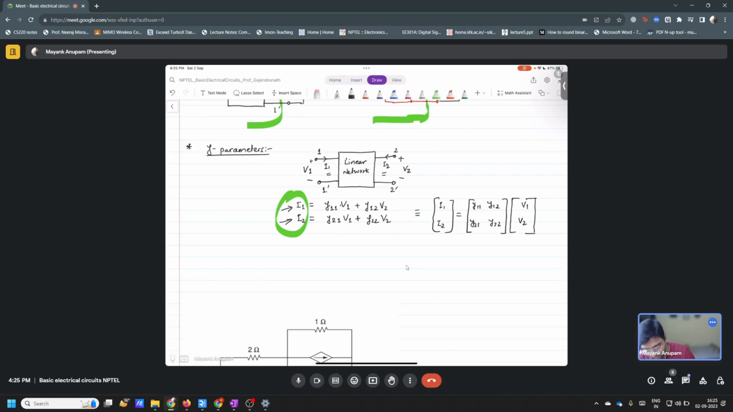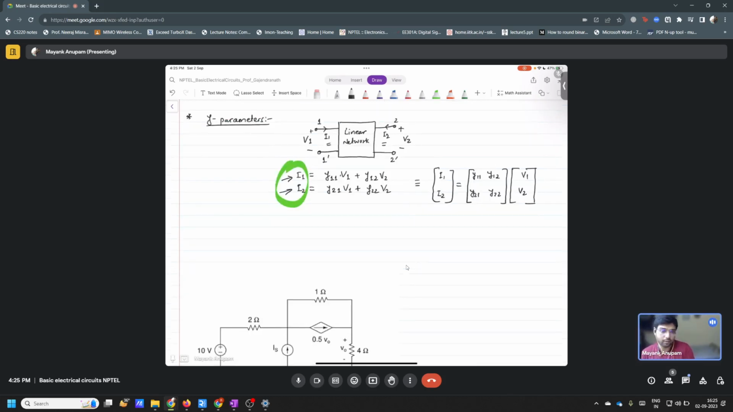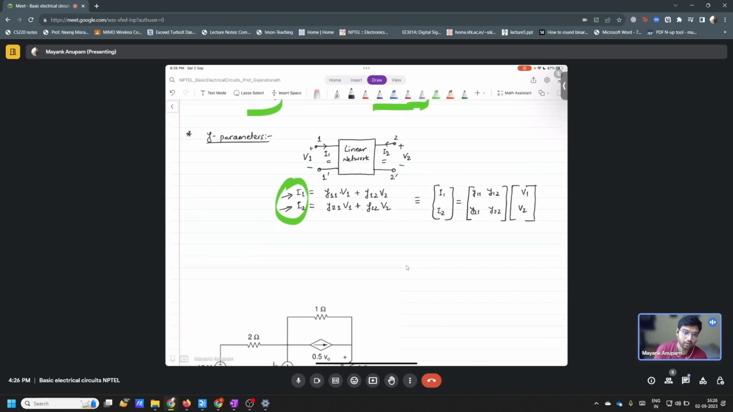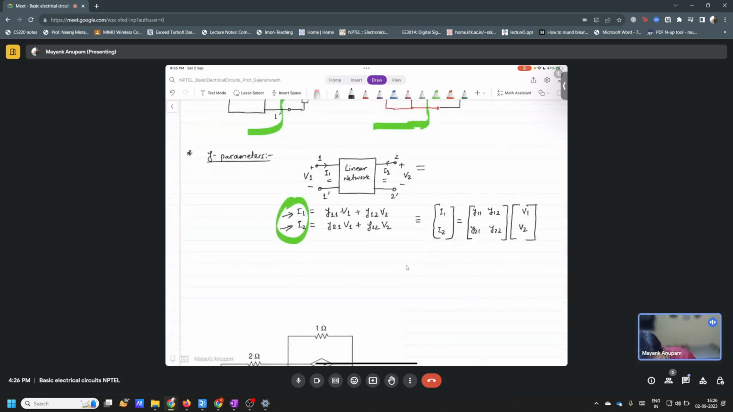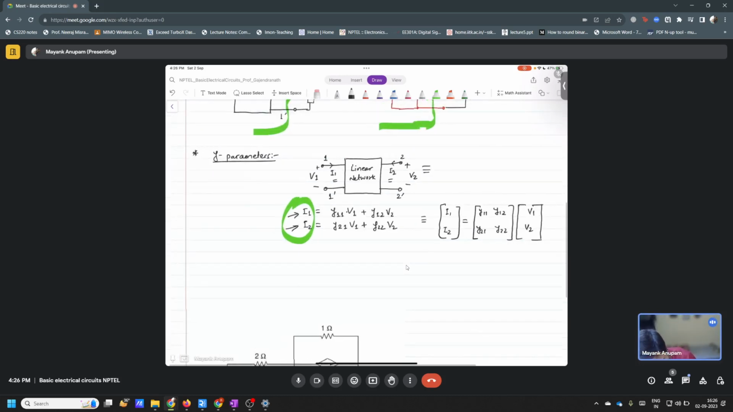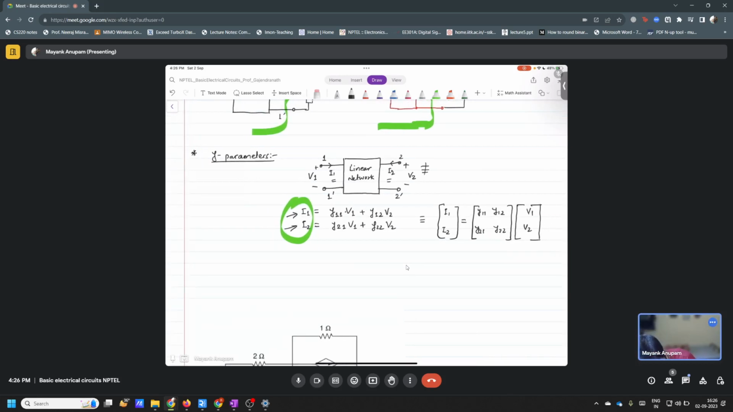This is exactly the opposite of what happens in Z parameters, where the independent variables are the currents entering the ports, and the dependent variable is the voltage that you get. To find the Y parameters, you have to connect a voltage source of value V1 here, and here also a voltage source of value V2. Then you have to find out what is the current entering. That is how you do it.